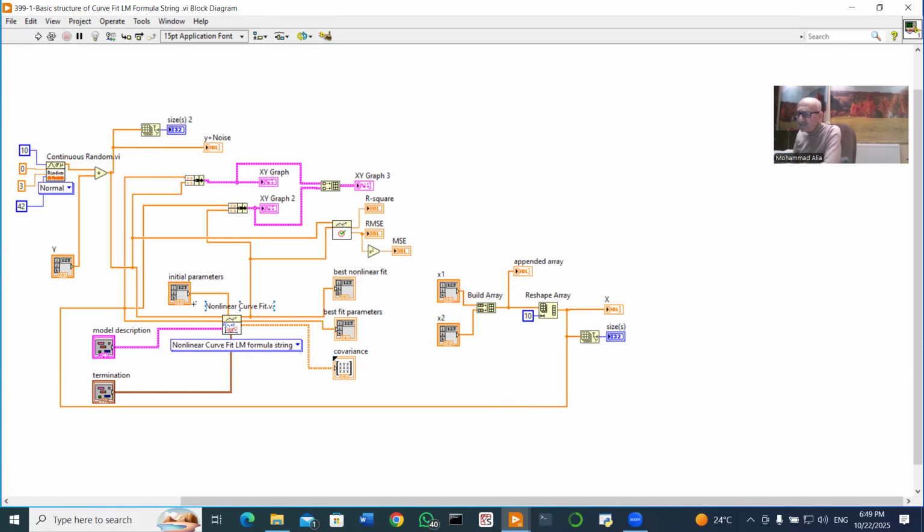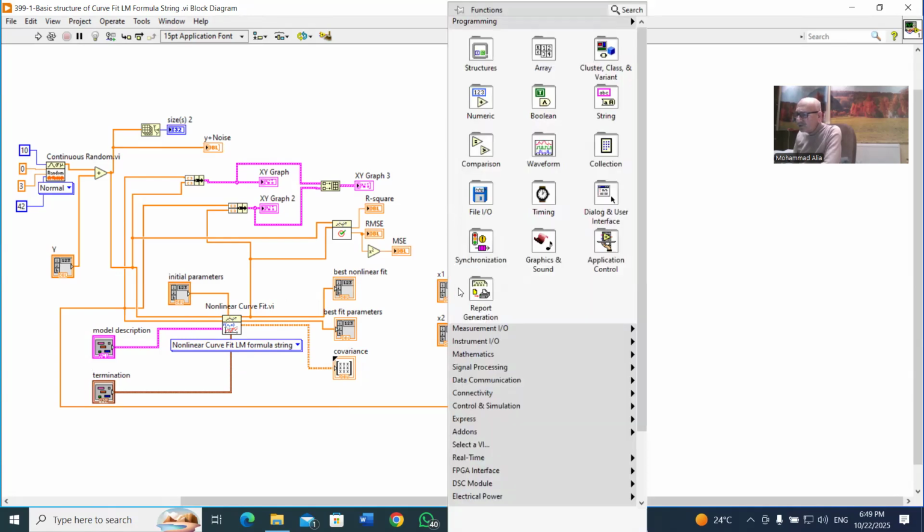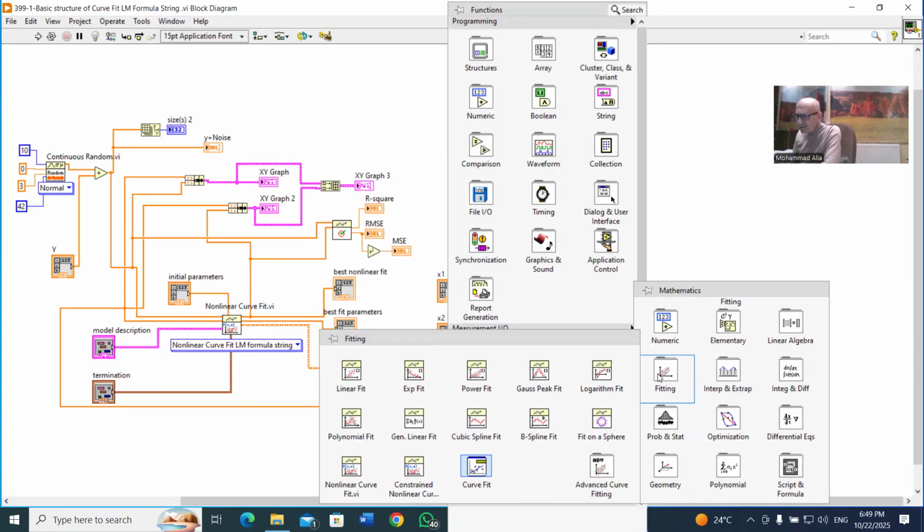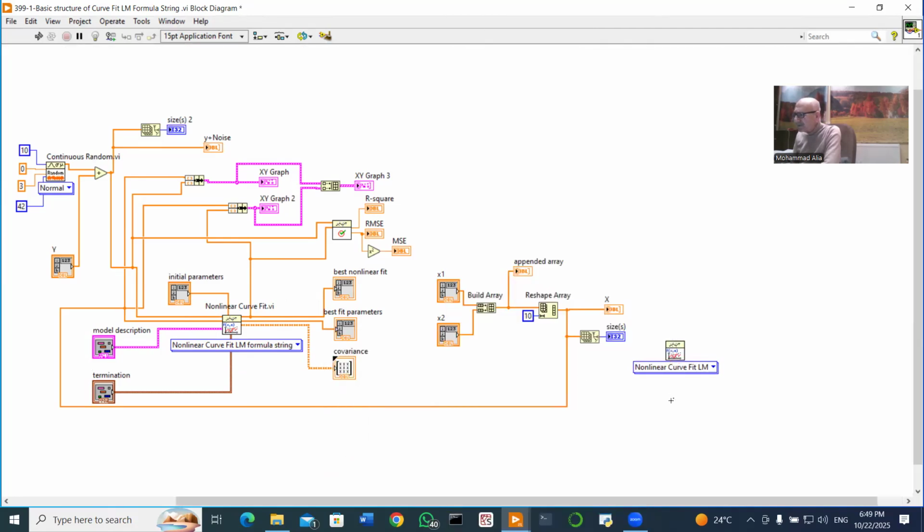This is a LabVIEW function. Nonlinear curve fit VI. How to find it? You go to mathematics, fitting, and then you go here, you will find nonlinear curve fit LM. If you select the option nonlinear curve fit LM formula string, you will come to the option which I'm working with.